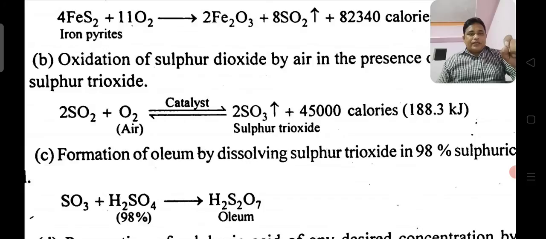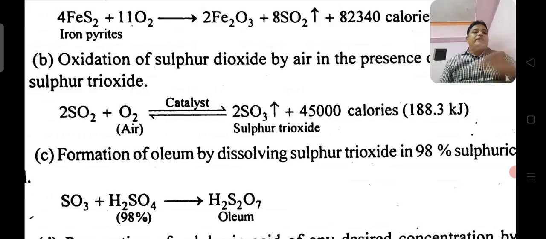Hence, in the manufacture of sulfuric acid by the contact process, high pressure is found to be unnecessary, and therefore the process is carried out at 1.5 to 1.7 atmospheric pressure, that is about 1.515 into 10 raised to 5 to 1.717 into 10 raised to 5 Pascal. This is the third technical condition, that is, the physico-chemical principle. The last one is called the effect of concentration.